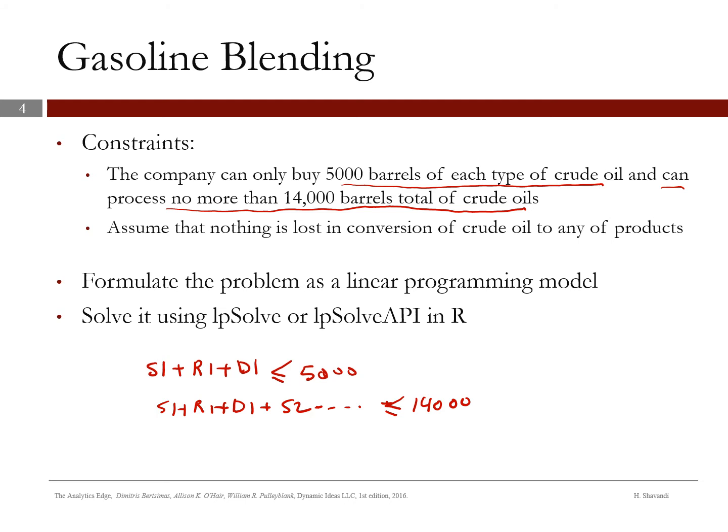14,000 barrels. So now by having these constraints and the constraints and objective function that we had in the previous slide, we have our linear programming model, and we can implement this in R and use the lpSolve API package to obtain the optimal solution.